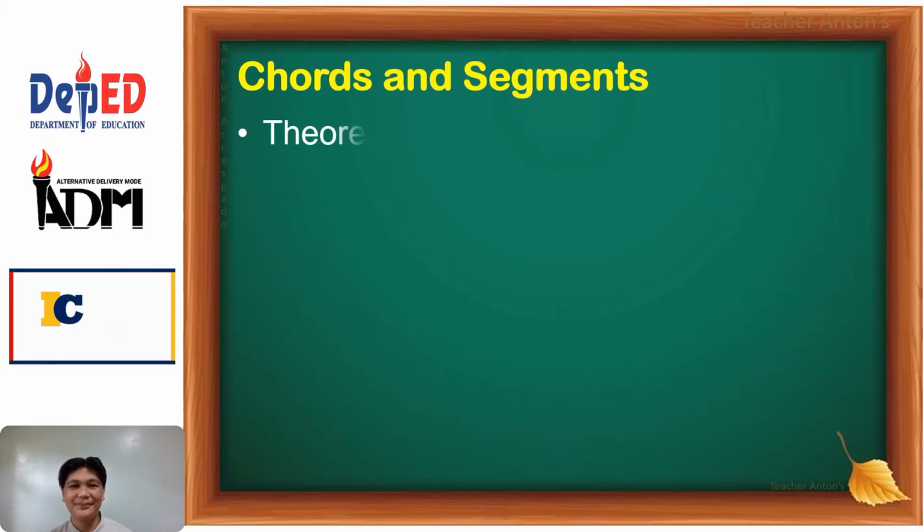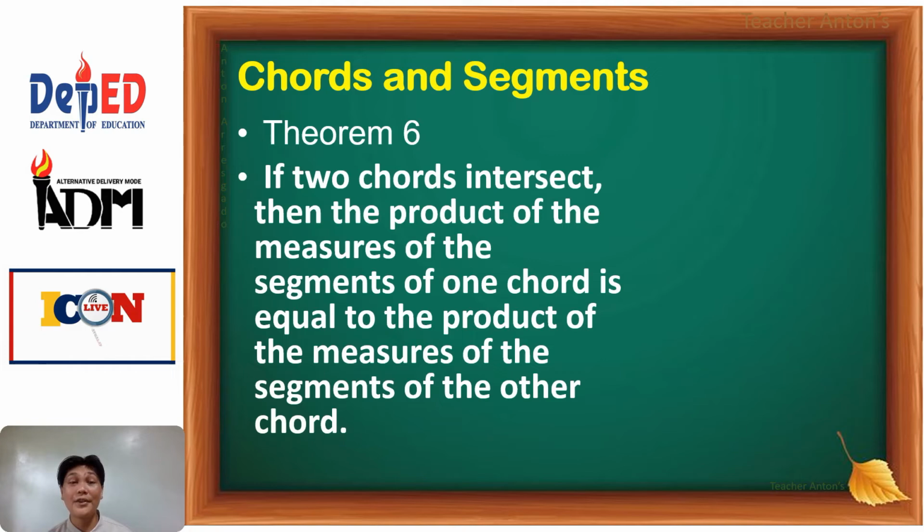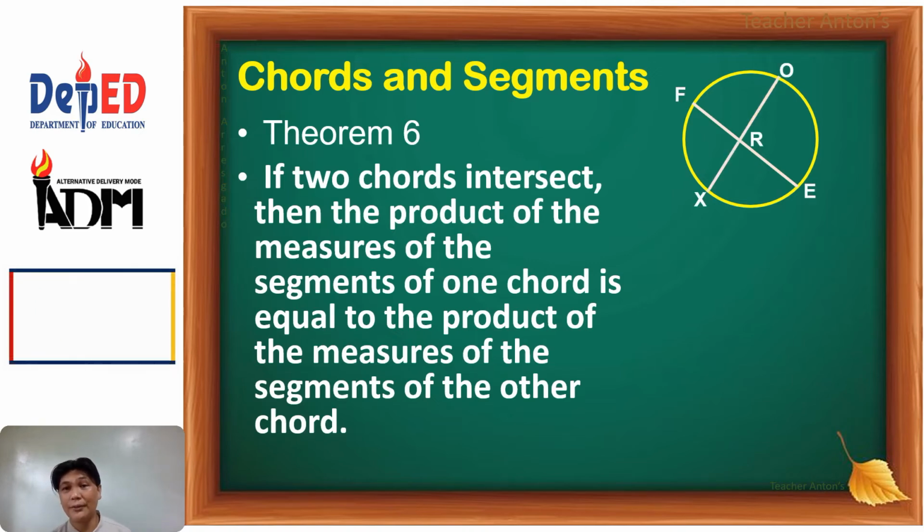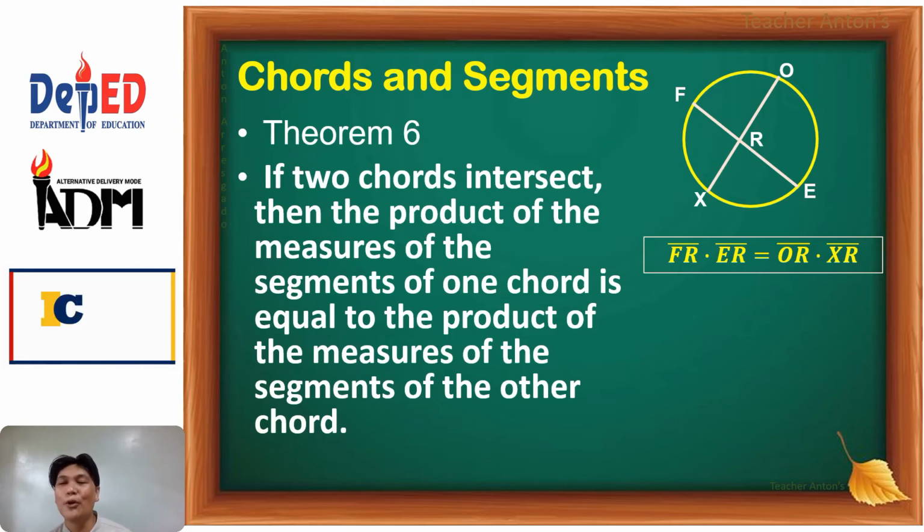Okay, so another, Theorem 6. If two chords intersect, then the product of the measures of the segments of one chord is equal to the product of the measures of the segments of the other chord. Just like this in the figure, we have one chord, then the second chord, FE and OX. For the segments of the intersecting chords there, say we have FR times ER, that is for chord FE, is equal to the product of OR times XR for chord OX.